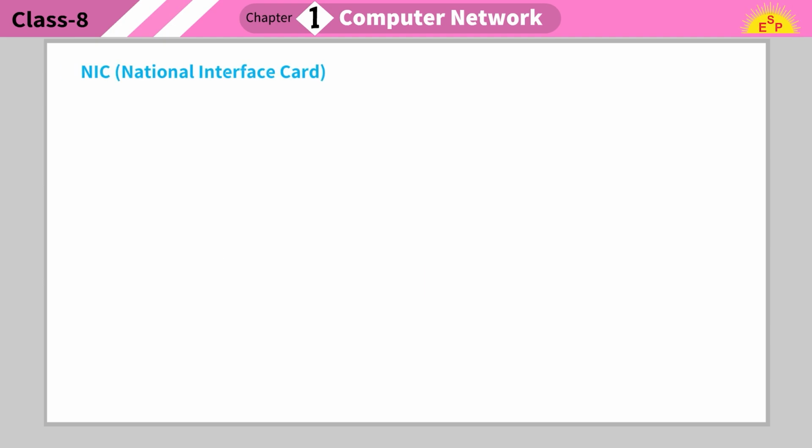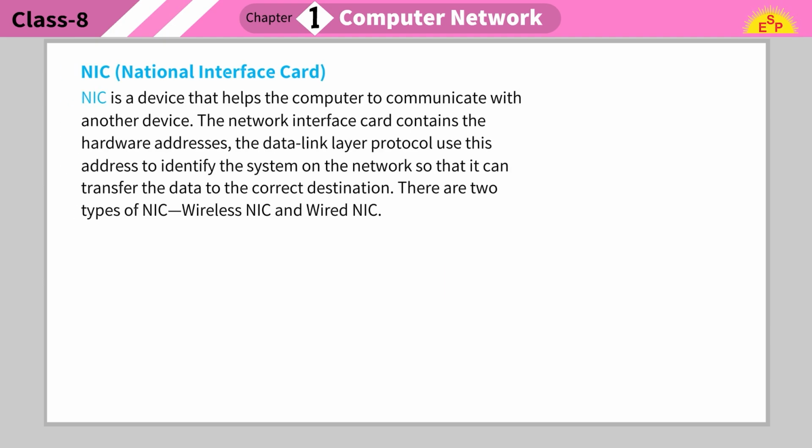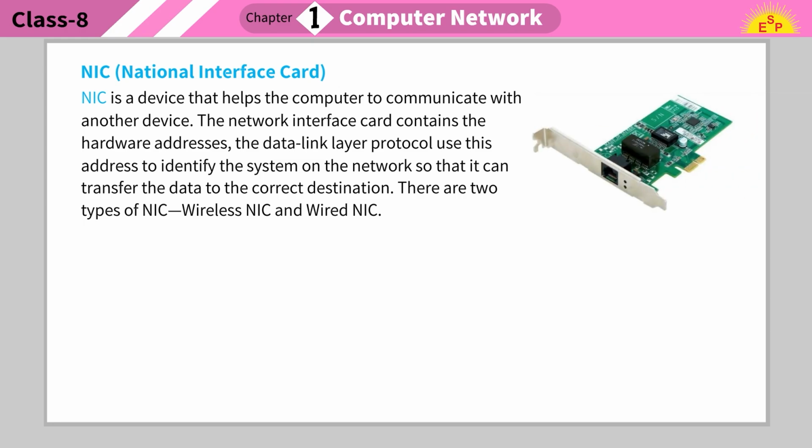NIC, Network Interface Card. NIC is a device that helps the computer to communicate with another device. The network interface card contains the hardware addresses. The data link layer protocol uses this address to identify the system on the network so that it can transfer the data to the correct destination. There are two types of NIC, wireless NIC and wired NIC.